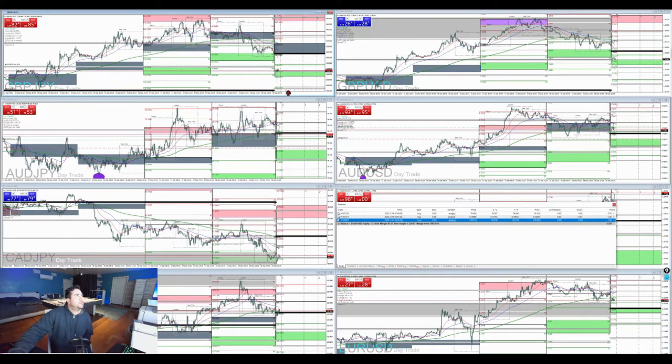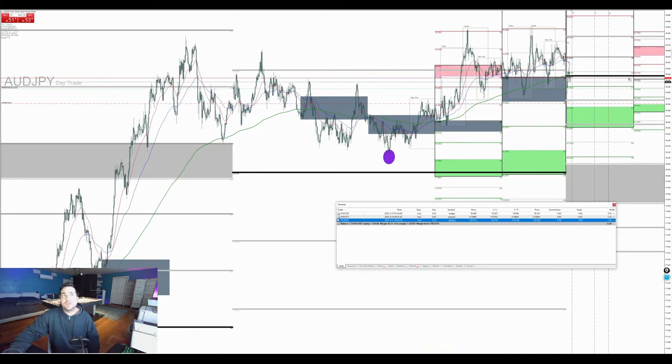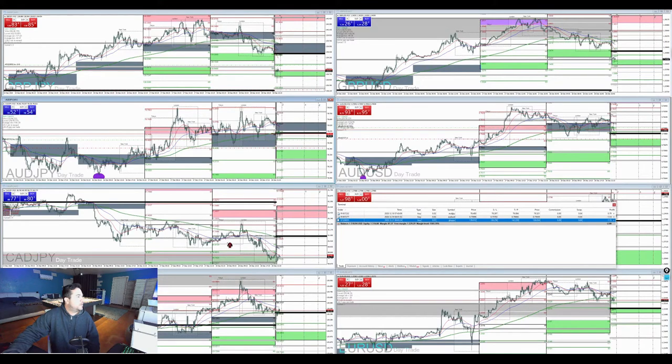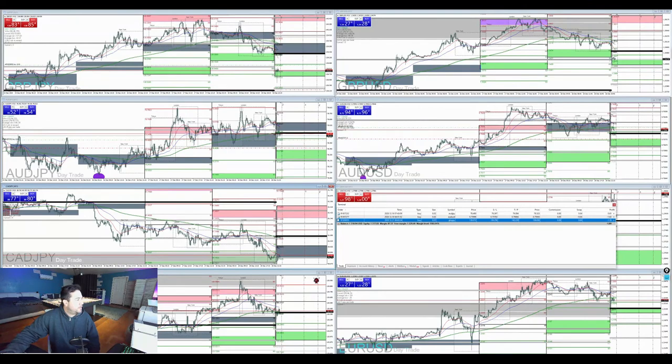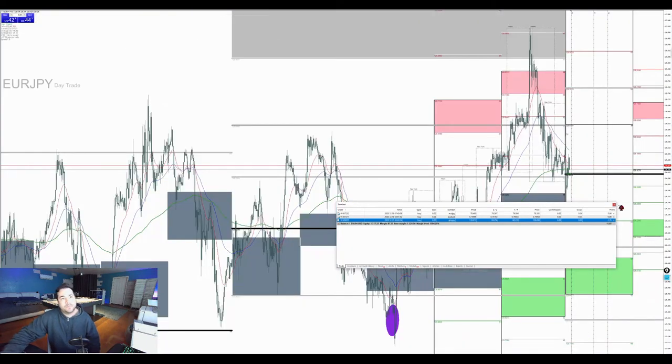All right. And let's see here. Let's go ahead and draw the box for the Australian yen. And it's going to look like this. It's got a lot of work to do. Gotta get a bounce off central pivot. All right, CAD yen. We're sitting right on the M2 right now, so we'll see if we bounce here and get above all this. Okay. All right, and the euro yen is up here, so we'll see if we get a bounce off the central pivot.